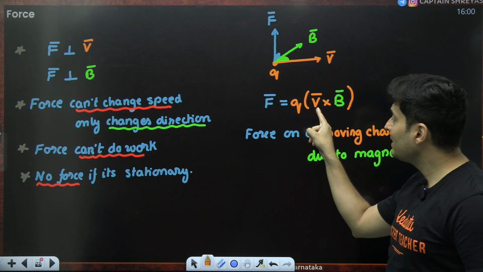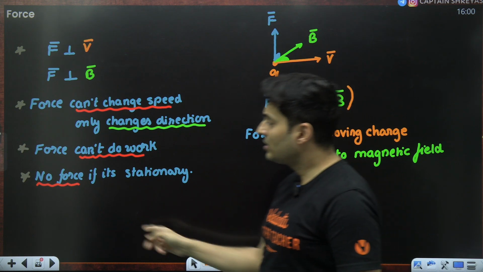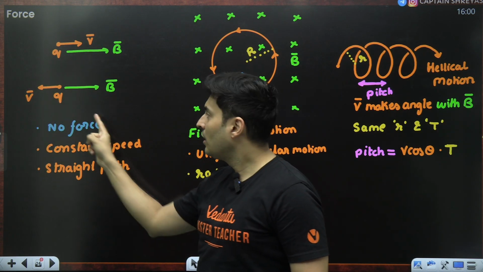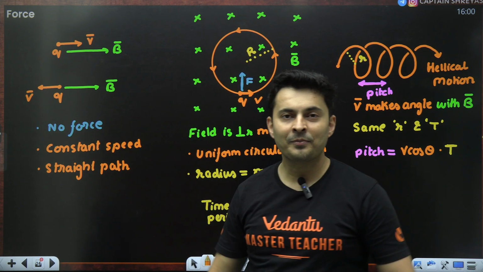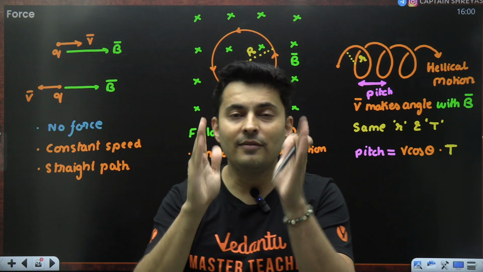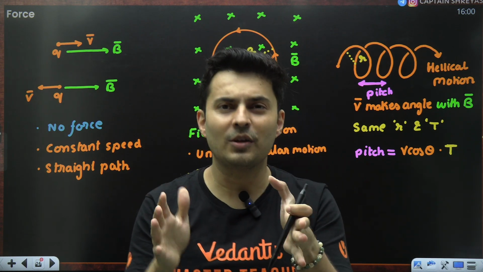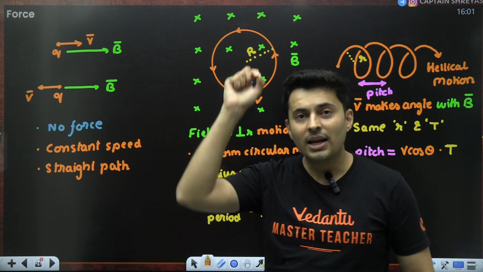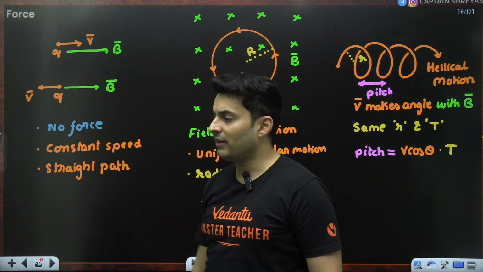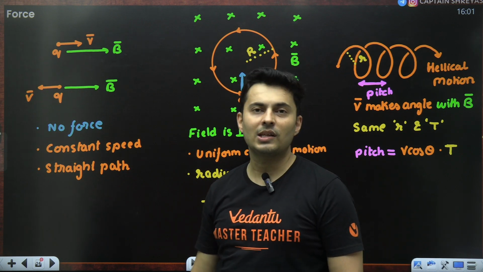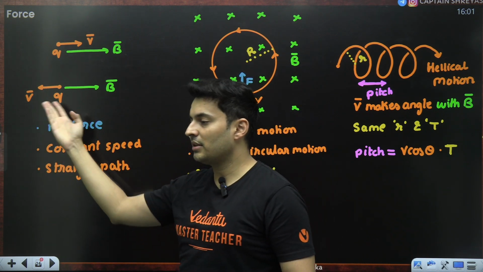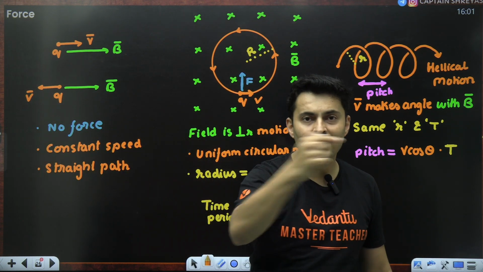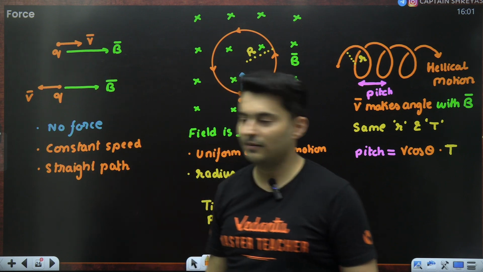But what if velocity is there, charge is there, field is there? Still, can you have no force? The answer is yes, if V is parallel or anti-parallel to the magnetic field. Because V cross B, V sin 0 into B will be 0, and V sin 180 into B will also be 0, because sin 0 and sin 180 are both 0. So when there is no force, there is no change in speed, no change in direction. It will keep on going in a straight line even when there is a magnetic field.